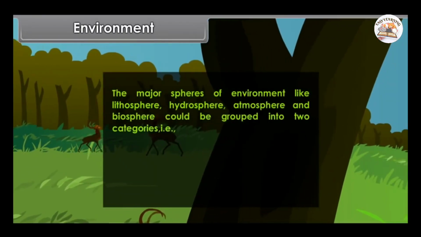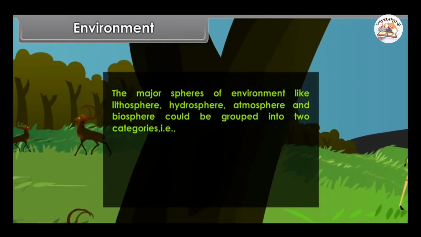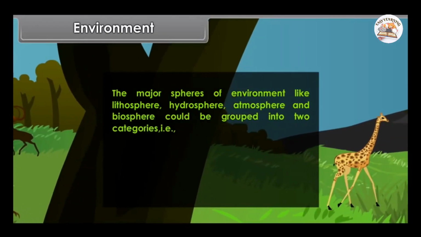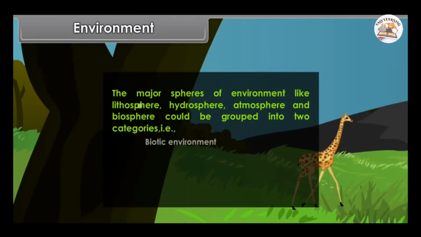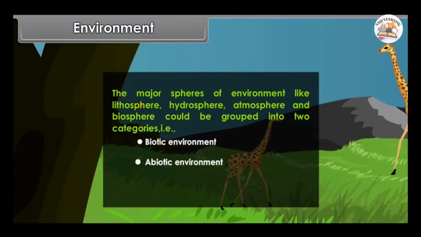The major spheres of environment like lithosphere, hydrosphere, atmosphere and biosphere could be grouped into two categories, that is, biotic environment and abiotic environment.